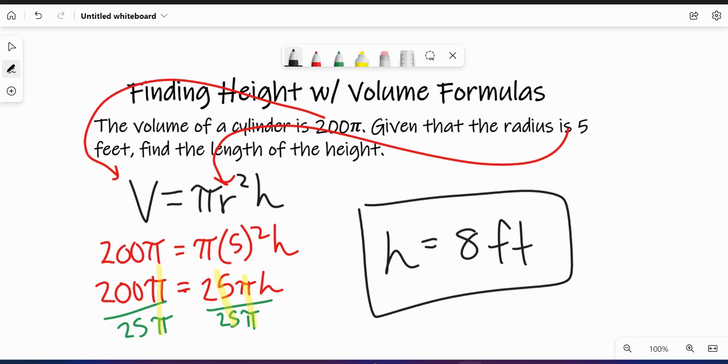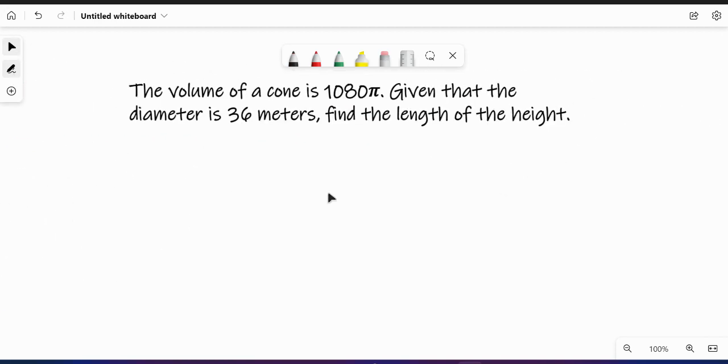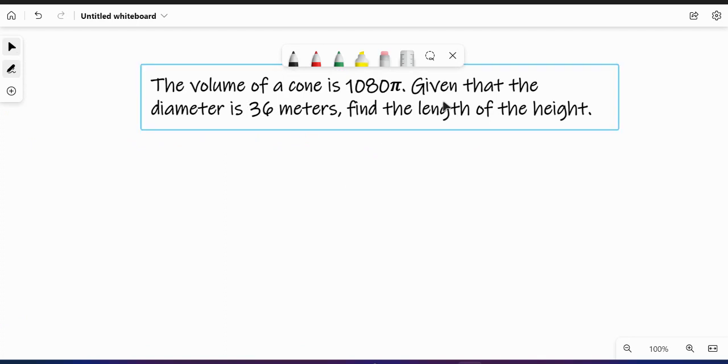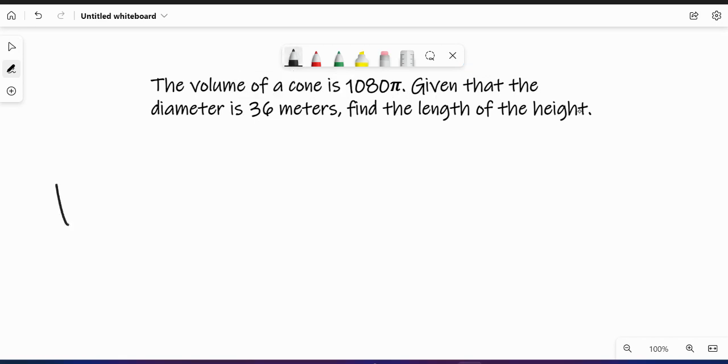So it's just knowing how to plug into the formula. Let's look at another one. Ooh, cone. The volume of a cone is 1080 pi. Given that the diameter is 36, find the length of the height. Again, the volume of a cone, I'm going to write it out, is 1/3 pi r squared h.